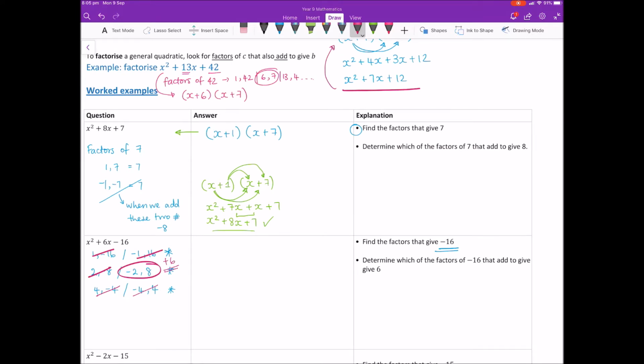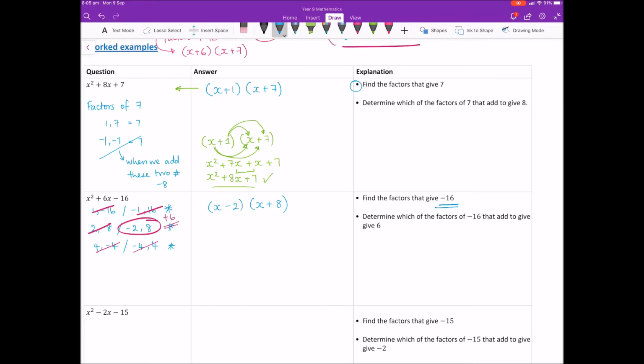So here we write in our brackets, in our factorized form, x minus 2 times x plus 8. And again, if you want to check that this is correct, I implore you to expand these two brackets and check to see whether you arrive at the question.